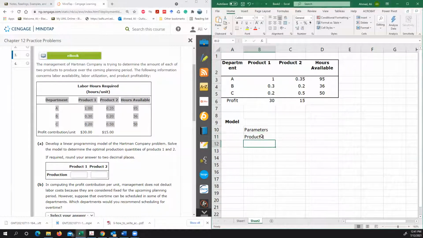So product one and product two, we are trying to maximize these two numbers. For example, right now, I will just put placeholder values. I'm just putting 10, 10. These are just placeholders. In the model, we will be updating these by taking care of all the constraints.